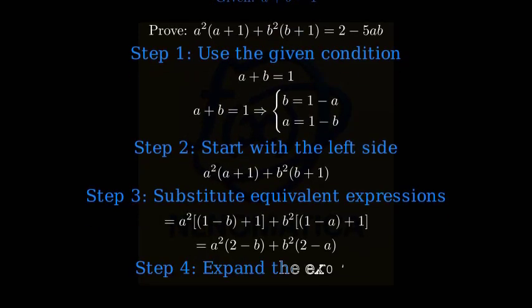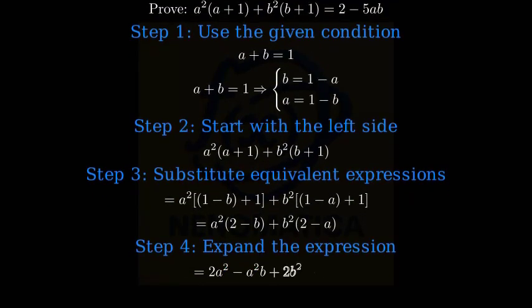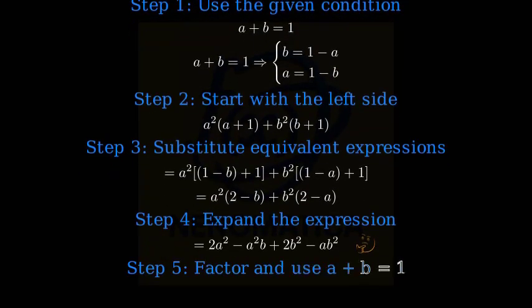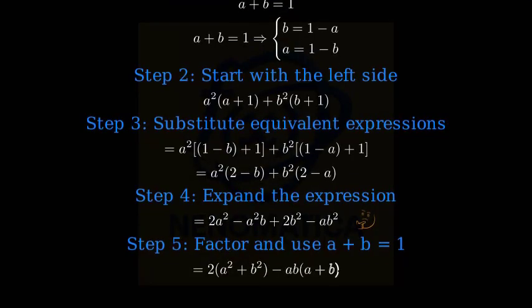We multiply a squared by 2 minus b, which gives us 2a squared minus a squared b. Similarly, we multiply b squared by 2 minus a, which gives us 2b squared minus ab squared. Combining these terms, we get 2a squared minus a squared b plus 2b squared minus ab squared. For the next step, let's try to factor out some common terms. We can rearrange this as 2 times a squared plus b squared minus ab times a plus b.